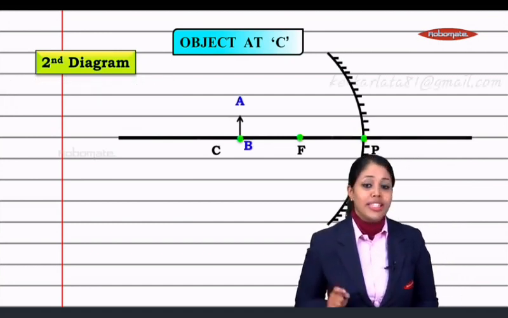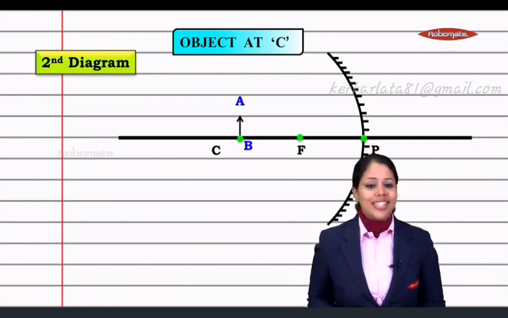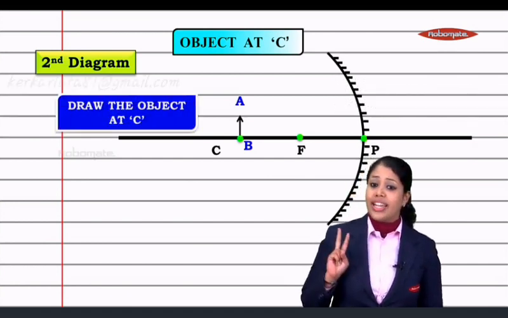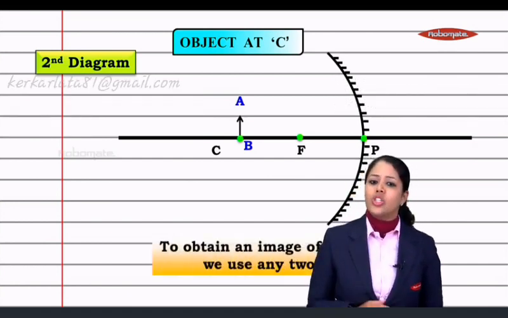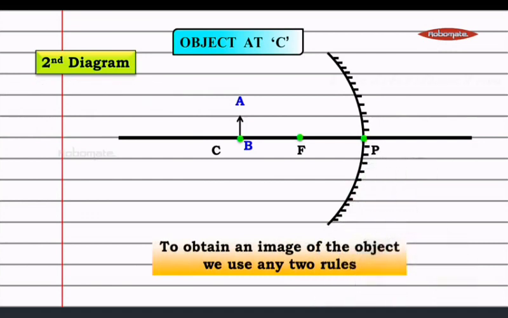You will place the object at C and you name the object as AB. Then you have to use any 2 rules, right? Again, students, to obtain the image, we will use the 2 rules, that is first rule and the third rule.